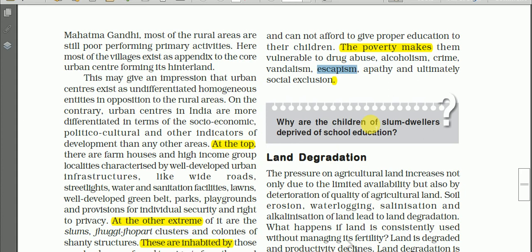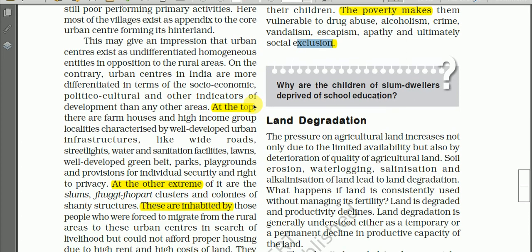Then apathy. Apathy here means absence of emotion or enthusiasm, and ultimately it will lead to social exclusion. Exclusion means the state of being excluded, that is a deliberate act of omission. So these are the different problems of slum dwellers in India.